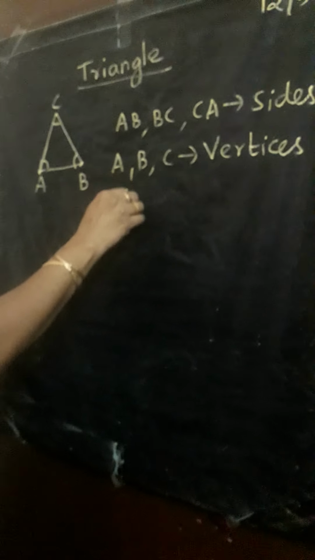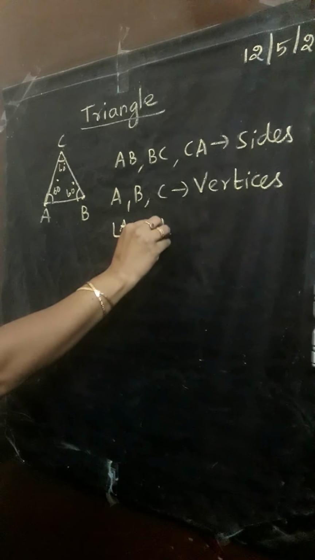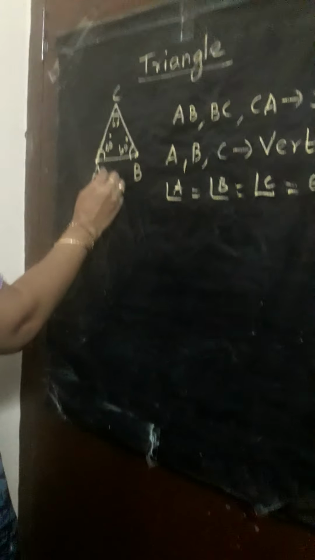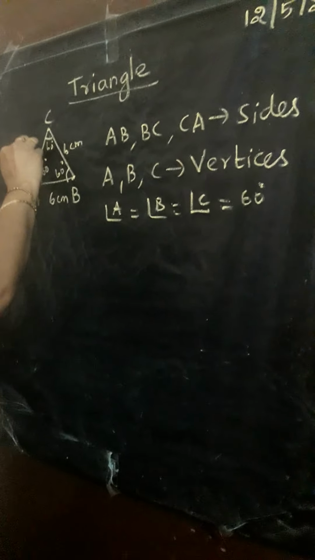So angle A, here in this sum, A is 60 degree, B is 60 degree and C is equal to 60 degree. So angle A 60 degree, angle B 60 and angle C 60 degree. And AB is 6 centimeter, BC 6 centimeter, AC 6 centimeter. Here ABC triangle is given.